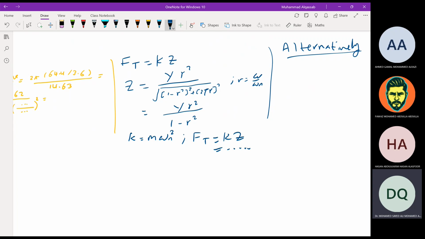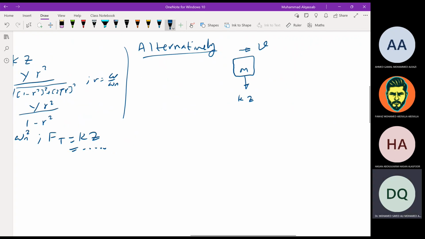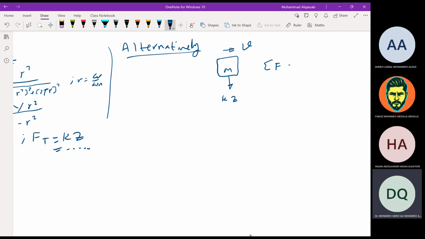Okay, this is one way. Alternatively, if you look at the free body diagram, it is here k times z. This is the mass, and it's moving with velocity v over a rough road. And kz, when you use Newton's second law, sum of forces equal to m x double dot, right? So it is minus kz equal to m x double dot.